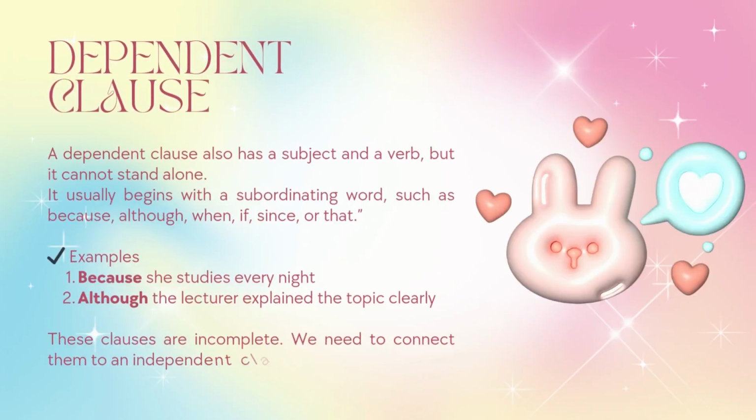Dependent clause. A dependent clause also has a subject and a verb, but it cannot stand alone. It usually begins with a subordinating word such as because, although, when, if, since, or that. For example, because she studies every night. Although the lecturer explained the topic clearly. These clauses are incomplete. We need to connect them to an independent clause.